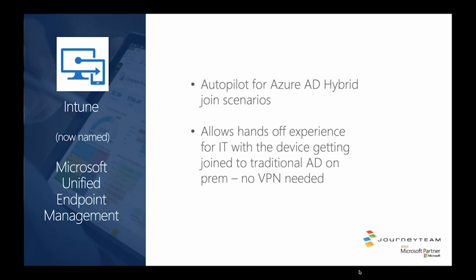So if you've been interested in Autopilot, but you're not ready to take the full-on plunge to Azure AD joining the Windows 10 device, and you still need group policies and you still need some on-prem Active Directory join traditional models, then this is a pretty cool story for you, okay?